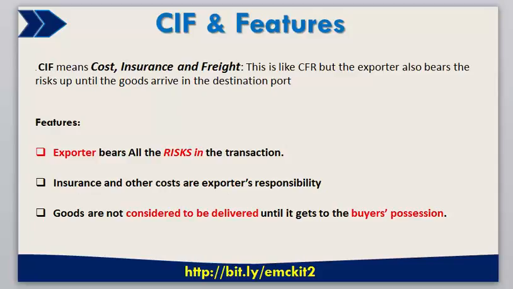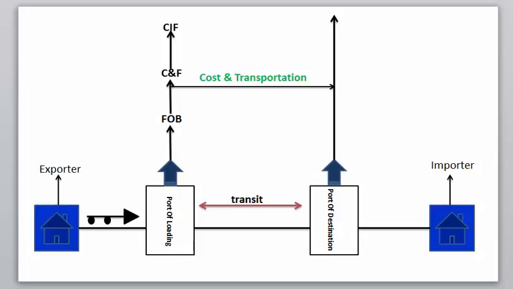Now you clear the goods for the export. Then you pay the insurance during the transit. And you also pay for the freight. So everything needed to make the goods land in the importing country is on your shoulder. You bear the risk. Insurance and other costs are your responsibilities. So that means from here, let's pick another arrow.